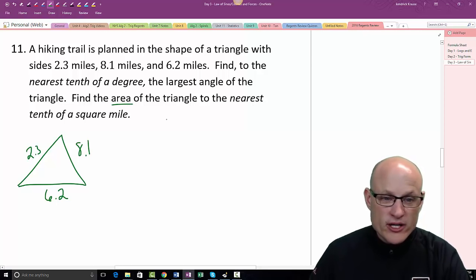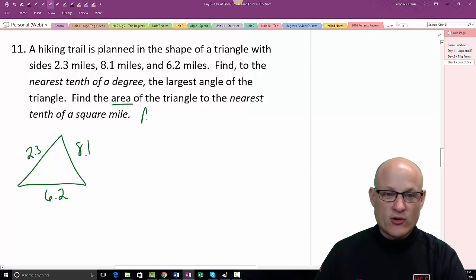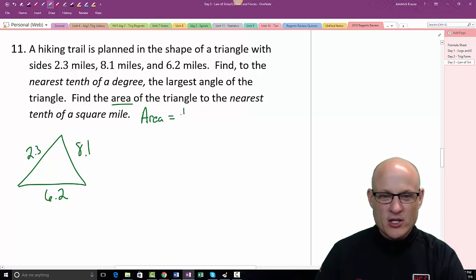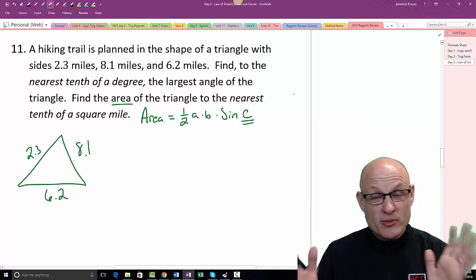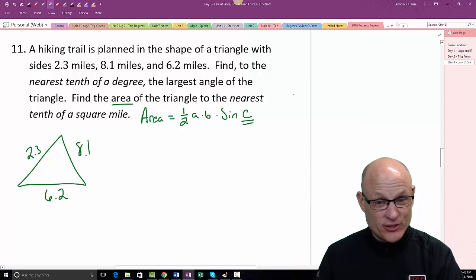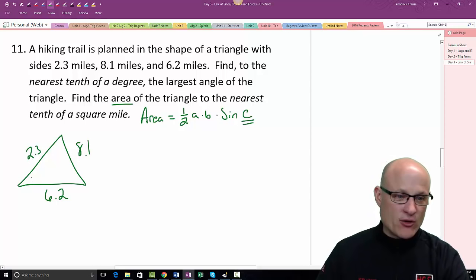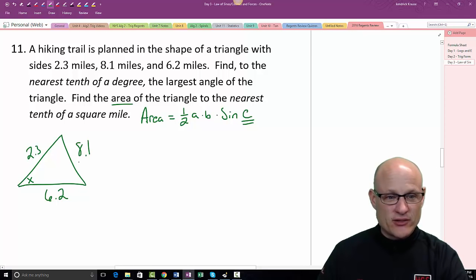All right, well, in order to use the area formula, which I know it says K equals, but I hate that formula, we have to use 1/2 A times B times the sine of C, where C is the angle between the two sides that you're going to use. So the first thing they want us to do is find the largest angle. That's got to be this one because it's opposite the longest side.